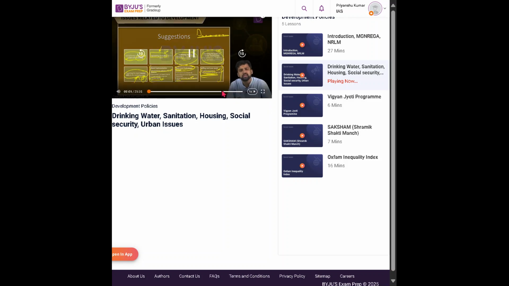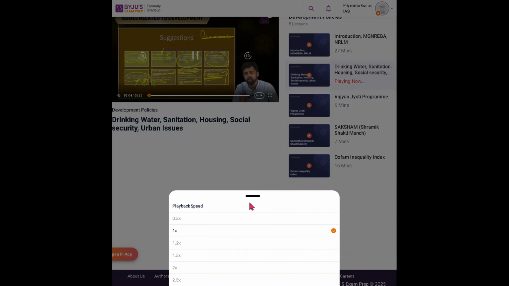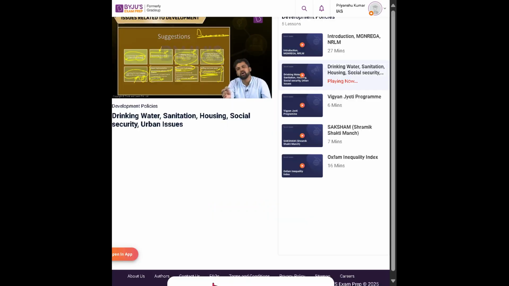So these are some suggestions on how to improve the National Rural Livelihood Mission. Next, we'll take up some more schemes.